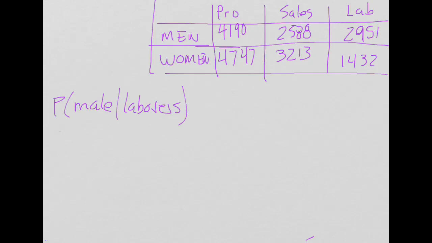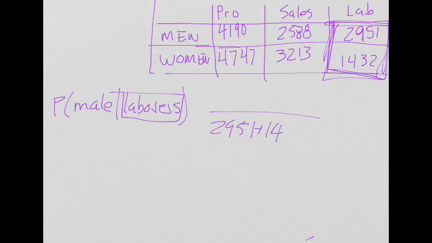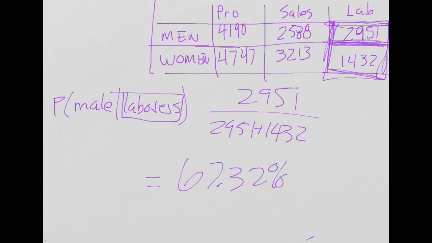All right, last one for this problem, 6F. What's the probability of being a male given you are a laborer? So now, again, denominator is just that second condition. We're looking at the number of laborers. So 2,951 plus 1,432. It's going to get you 4,383. But our numerator then should be the number of men, laborers. So 2,951. Calculate that, and you should get 67.32%, and you should be totally solid on conditional probability now.